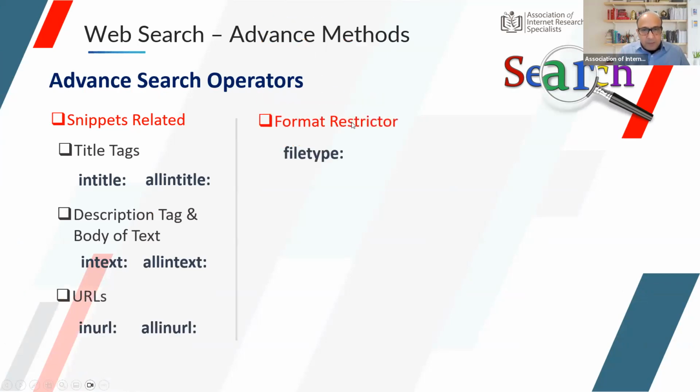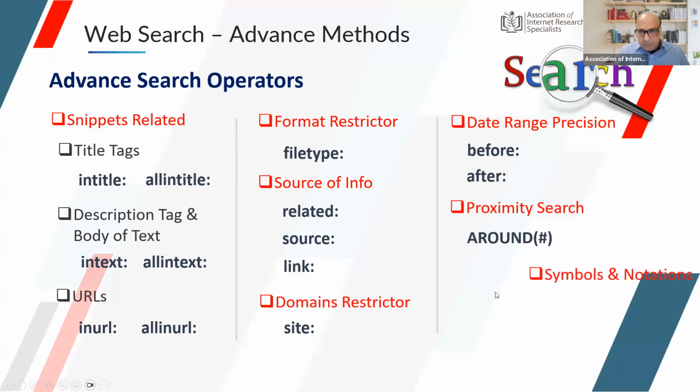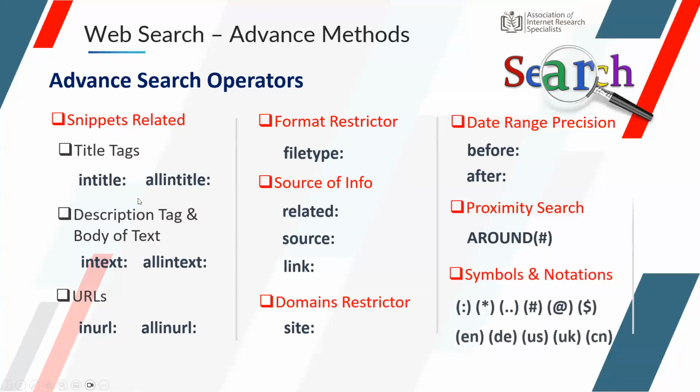So this was the main slide that introduces the advanced operators. And I think last class we ended with the date range, yes, we did the date range before and after, right? And I gave you video links also. So we did proximity, we did file type. This piece over here, related, source and link, these were some interesting operators I would like to touch upon.